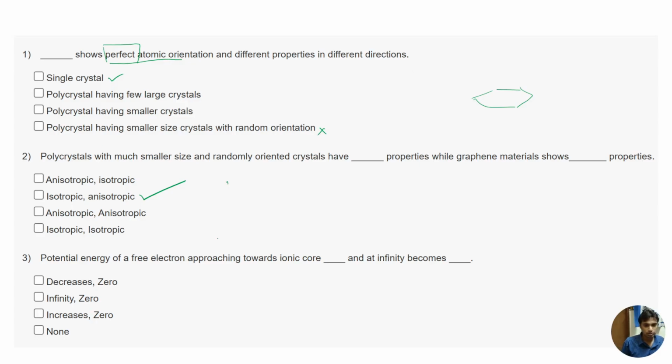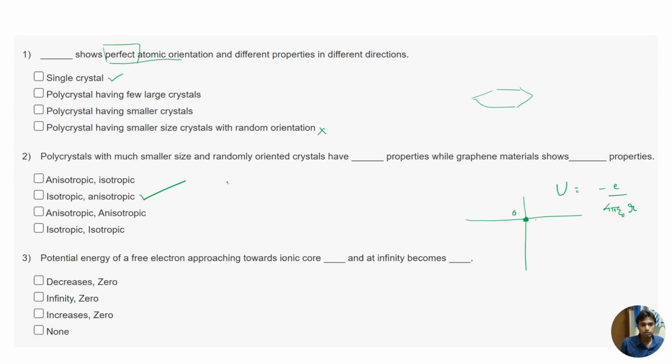What about the third one? Potential energy of electron approaching towards ionic core is zero, and at infinity becomes infinity, right? Or no? Potential energy of a free electron approaching towards ionic core. How does it look like if you remember the plot? It is just U equal to minus e squared over 4 pi epsilon naught r. This is your 1/r expression. So this is an ionic core, let's say.